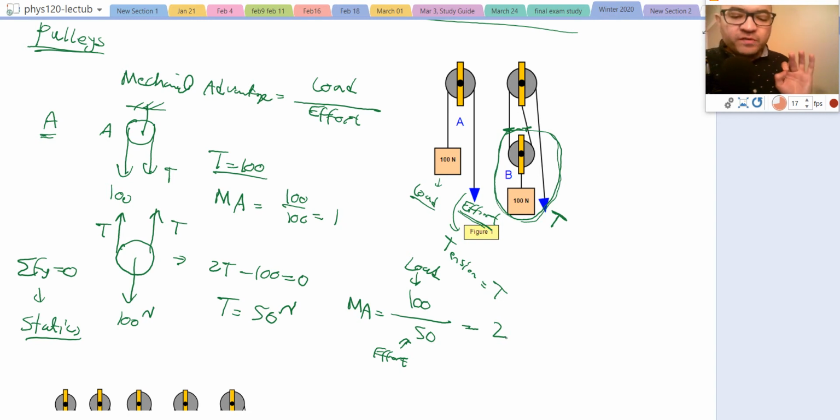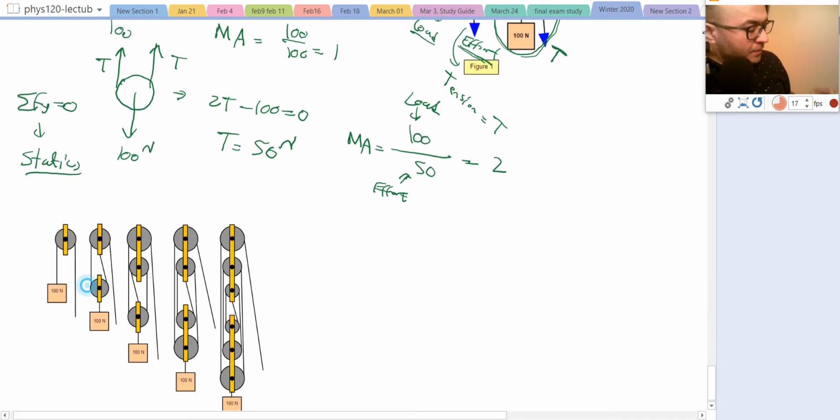Now, what are we losing? We know there is no free lunch, right? You are losing your time. In number B, you have to collect a lot of cable just to bring that guy a little bit up, right? You have to go 2 times. That's where you lose time.